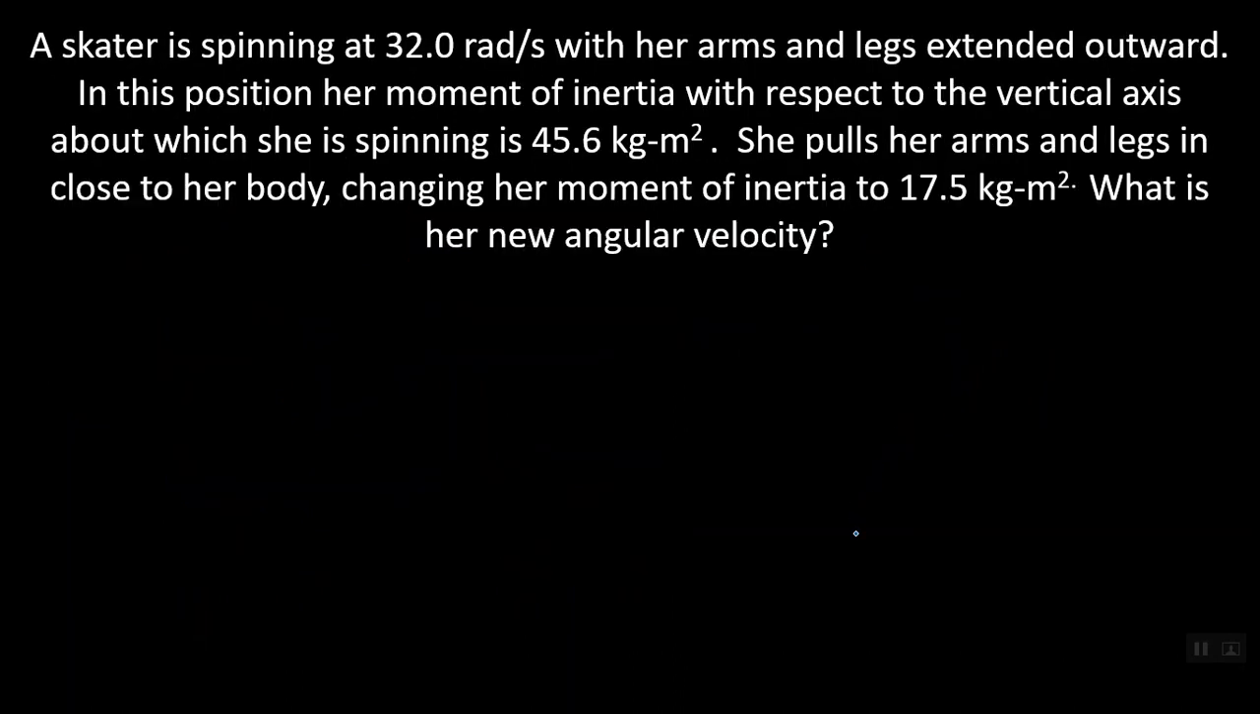In the second example, this is going to be a math-based example. We have a skater that is spinning at 32 radians per second with her arms and legs extended outwards. In this position, she has a very large moment of inertia. It's going to be 45.6 kilogram meters squared. She then pulls her arms in, tucks them in like I showed you, close to her body, and now her moment of inertia has decreased significantly to 17.5 kilogram meters squared.